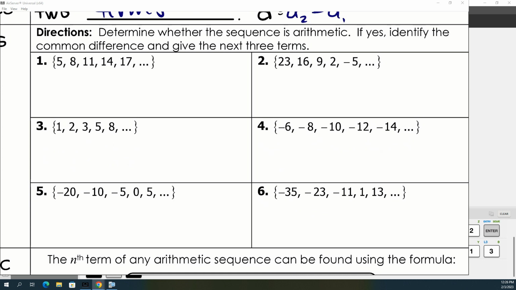All right, so let's look at number 1. If we want to look at it, can you tell, is it arithmetic? Is it going up or down by the same amount? What is that amount? 3. So it's going up by 3 each time, all the way through all the numbers that we check. So we would say yes, it is arithmetic. D is 3. And then the next 3 terms, we're just going to keep adding 3.